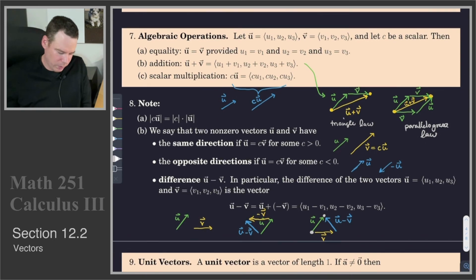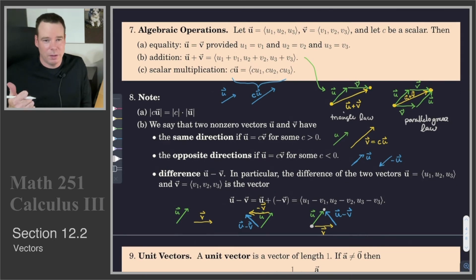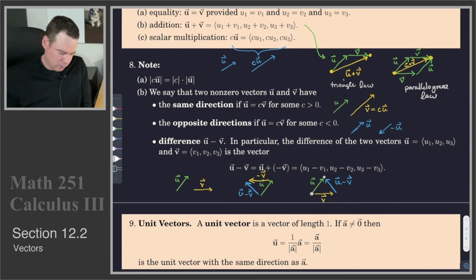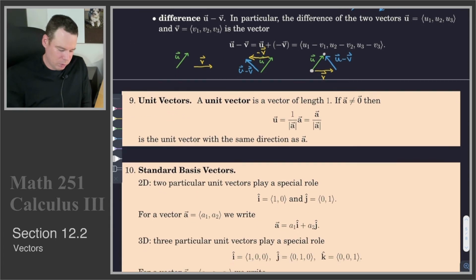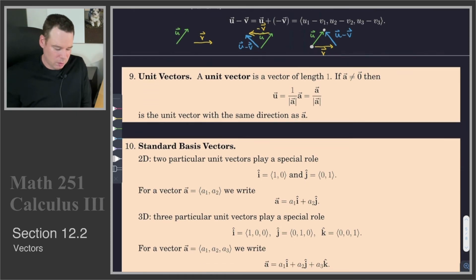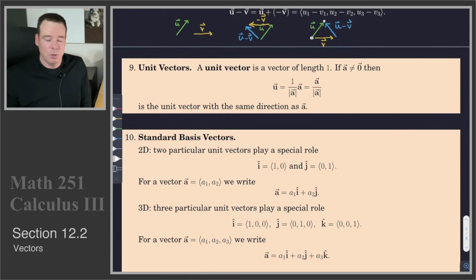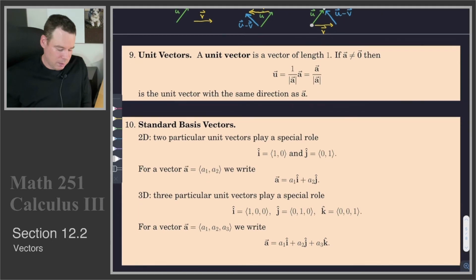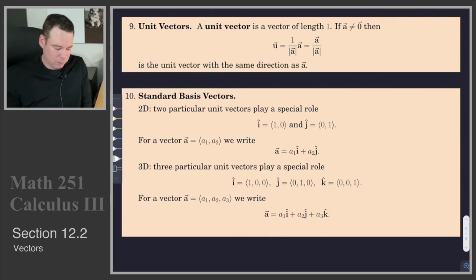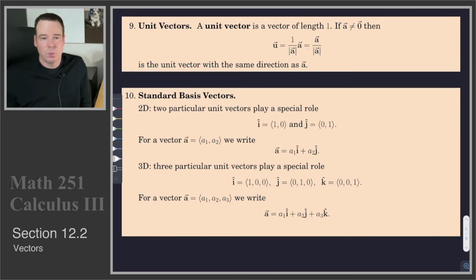Alright, so now we've got a way to add and subtract vectors, scalar multiply vectors, and also visualize those operations. One of the important things that we'll be able to do with vectors is to just strip off the magnitude of it and just make it a unit vector, so a vector of length 1. And this is really just when we're interested in the direction a vector is pointing in. So if I have a vector A, I can what we call normalize it, or make it of unit length, by just dividing by its length.